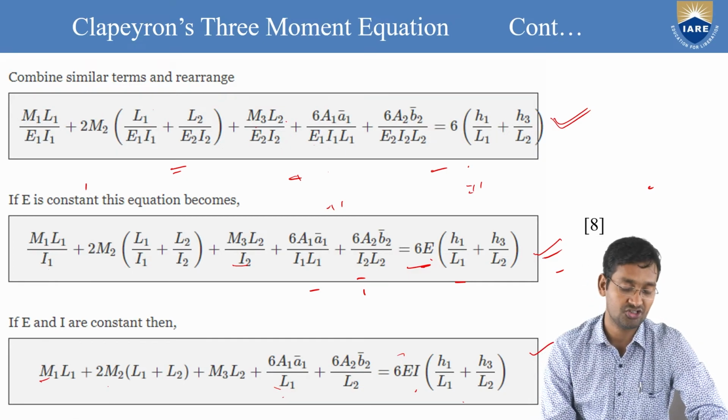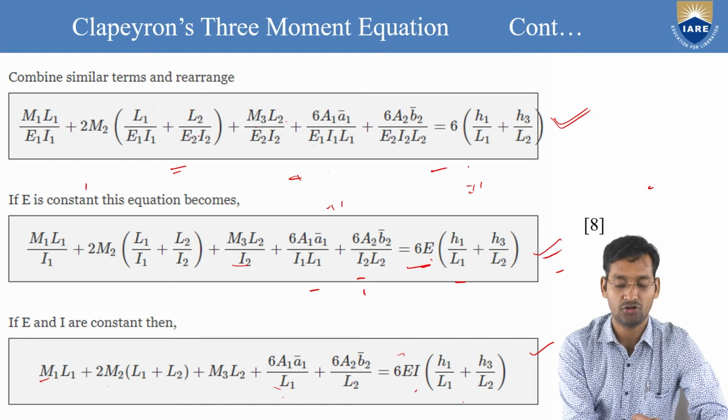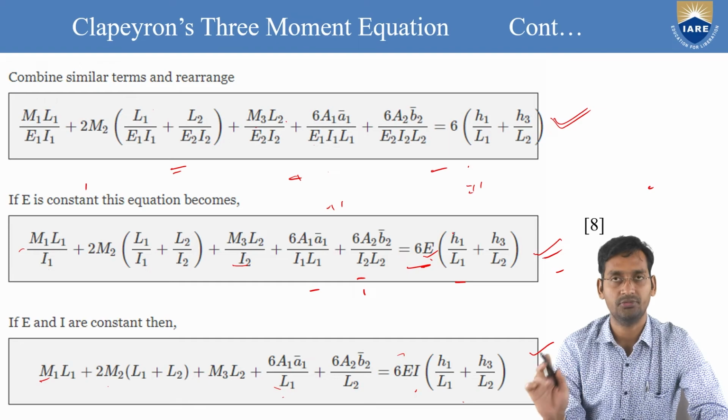Now, if E is constant, then we can say, just take E constant from every term as 1 by E, and after that, cross multiplying, this becomes C.